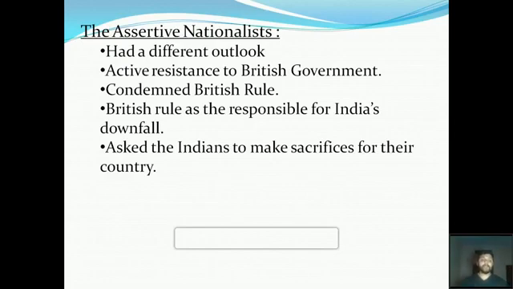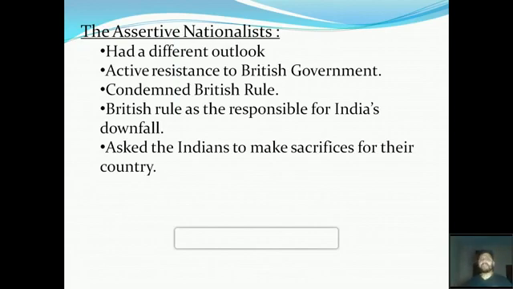time. So these leaders, in all the different press releases, different notices, and different gatherings and meetings, everywhere they were blaming the British for the downfall of India. So that was the next point. And the last point, they asked the Indians to make sacrifices for their country.